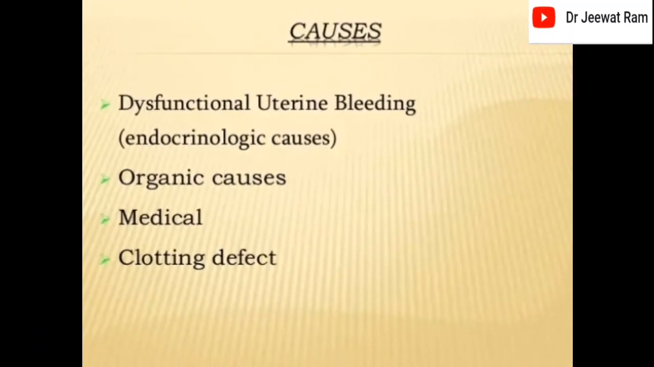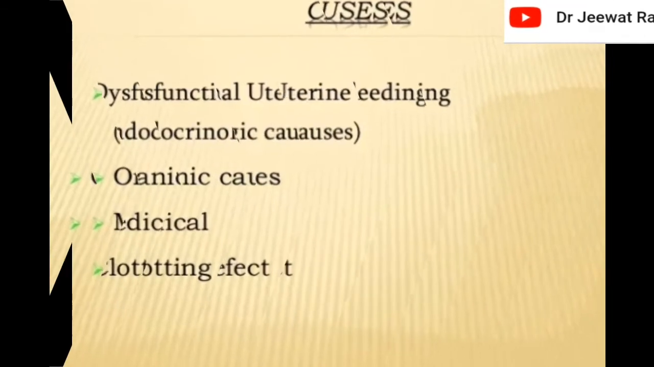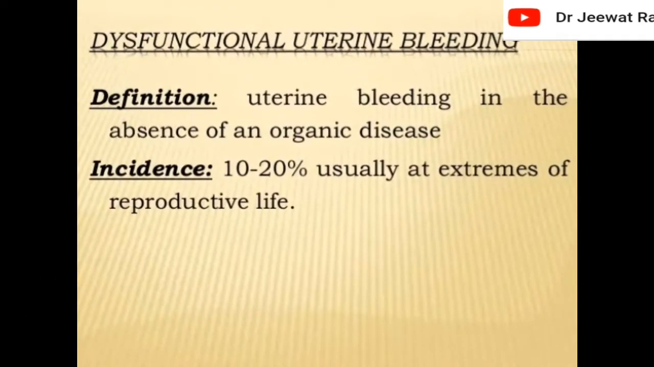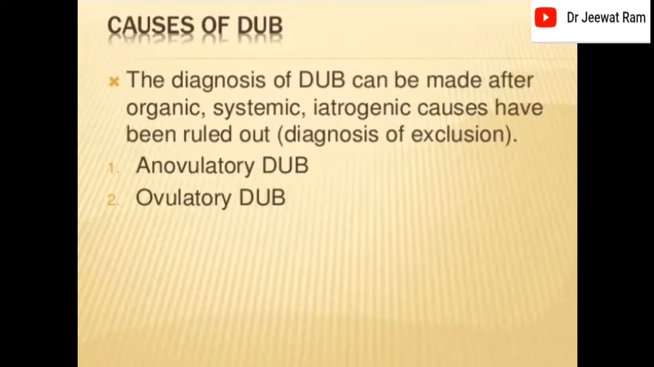Causes of vaginal bleeding: dysfunctional uterine bleeding, endocrinologic causes, organic causes, medical causes, clotting defect. Dysfunctional uterine bleeding definition: uterine bleeding in the absence of an organic disease. Incidence: 10 to 20%, usually at extremes of reproductive life. The diagnosis of dysfunctional uterine bleeding can be made after organic, systemic, and iatrogenic causes have been ruled out. It is a diagnosis of exclusion, and it may be ovulatory or anovulatory.